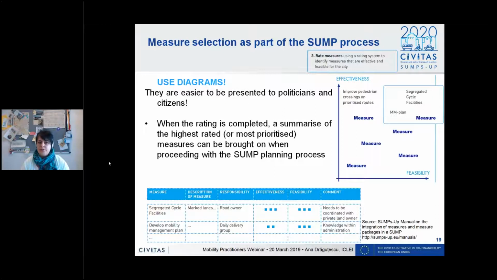My advice for you is to use diagrams, so they are easier to be presented to politicians and citizens when you rate the effectiveness and feasibility of a measure. When the rating is completed, a summary of the highest rated measures or most prioritized list can be brought on when proceeding with the SUMP planning process.